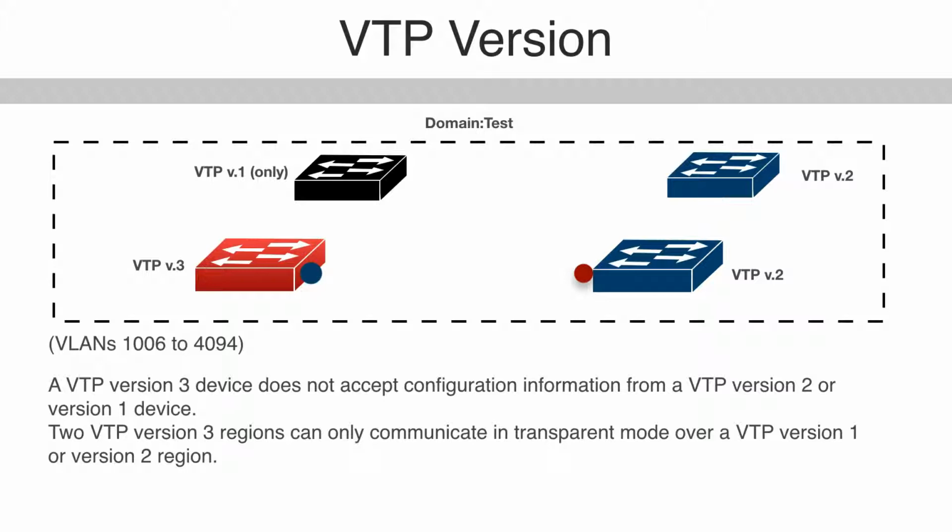For VTP version 1 and version 2, if extended range VLANs are configured on the switch stack, you cannot change VTP mode to client or server. You receive an error message, and the configuration is not allowed. VTP version 1 and version 2 do not propagate configuration information for extended range VLANs, VLANs 1006 to 4094. You must manually configure these VLANs on each device.